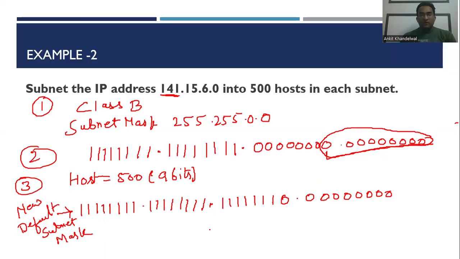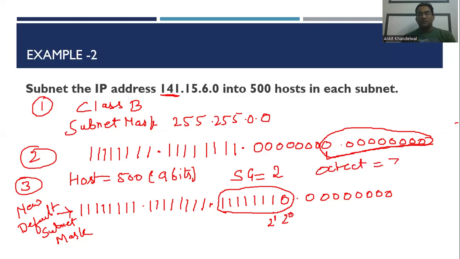Now, after that, what do we do? We find out the value of subnet generator. How are we going to find out the value of subnet generator? We will see this particular octet. In this octet, where is the first one? This is the position of the first one. So this is 2 to the power 0. This is 2 to the power 1. So the value of subnet generator comes out to be equal to 2. And the octet position is equal to 3. Octet position is 3.